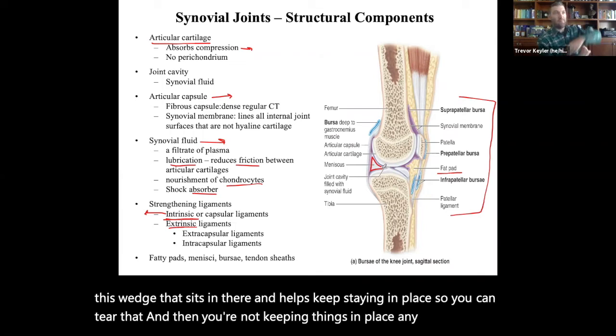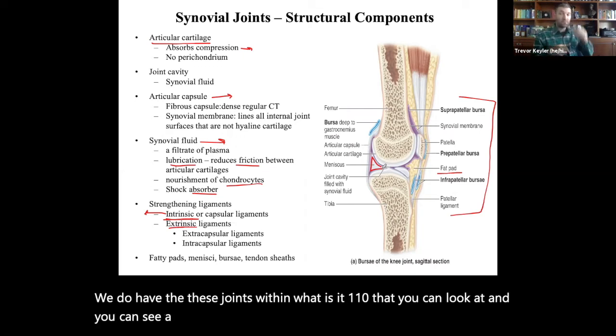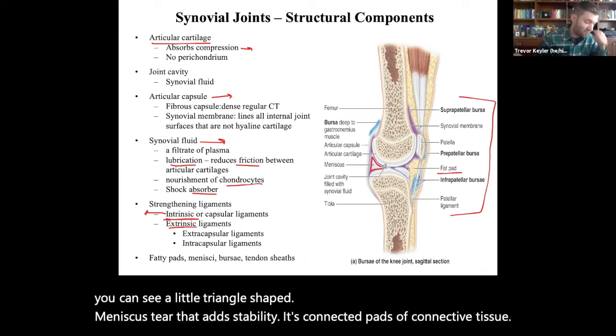We do have these joints within 110 that you can look at, and you can see a little triangle-shaped meniscus there that adds stability. It's pads of connective tissue. It provides additional structure for those mobile joints.